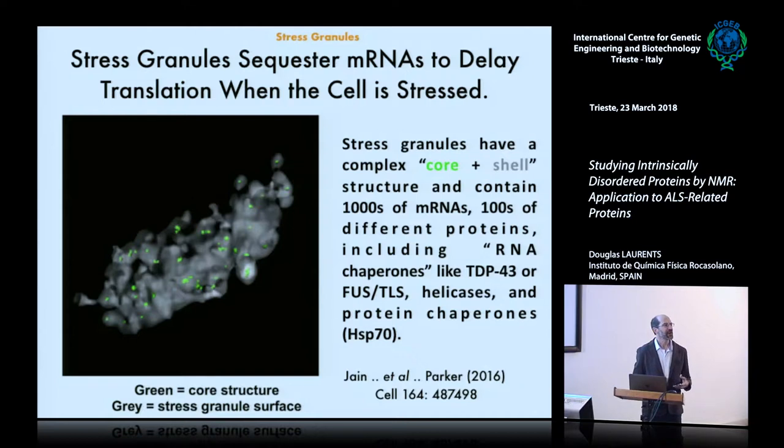So the stress granules, even though they're a droplet, have this irregular shape as imaged by microscopy from the laboratory of Parker. Parker, in a recent paper, used mass spectrometry to identify the proteins that are inside the stress granules. There's hundreds of proteins. Some of them are RNA helicases. There's protein chaperones, proteins like TDP-43 and FUS that are like RNA shepherds or chaperones. And there's also thousands of messenger RNAs that get sequestered into the stress granules to inhibit translation while the cell is suffering some kind of stress.